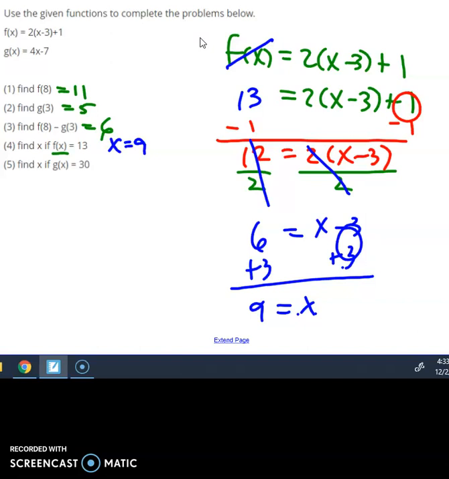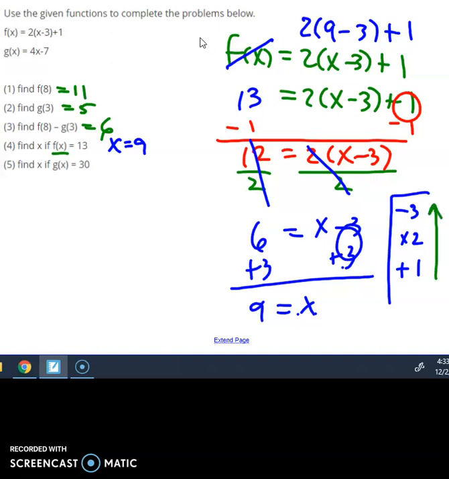I generally solve a lot of my equations by reversing order of operations. So if I actually stick the x value back into the equation, as a check, it makes it 2 times quantity of 9 minus 3 plus the 1. By order of operations, I would be doing the subtraction problem first, the minus 3 problem first, and then once I got 6, I would be multiplying that by 2 to get to the 12, and then I would add 1 to get to 13. So when I solve equations, I look at the problem and I think about reversing order of operations.